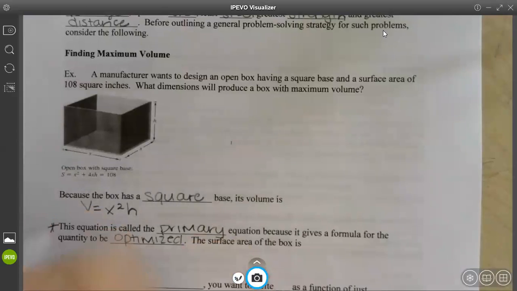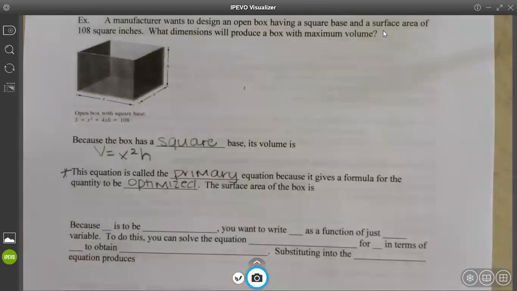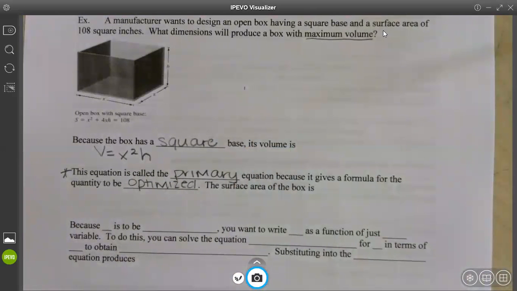All right, so that's important. How do you tell the difference between a primary and a secondary equation? A primary equation gives a formula for the quantity to be optimized. So we wanted to have the maximum volume, so our primary is going to be our volume equation. Does everybody understand that? All right.